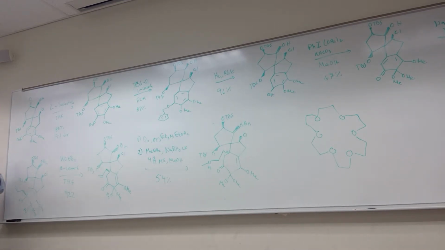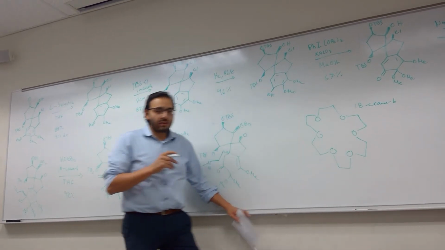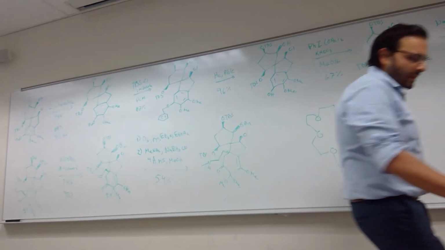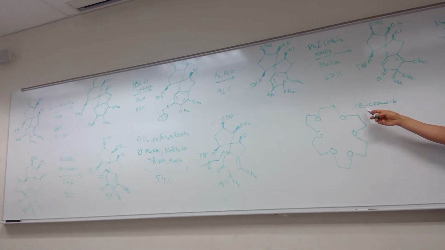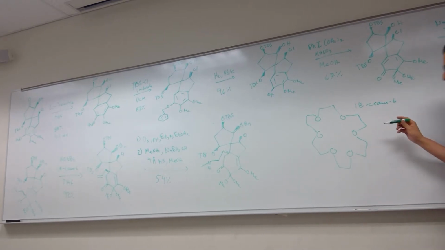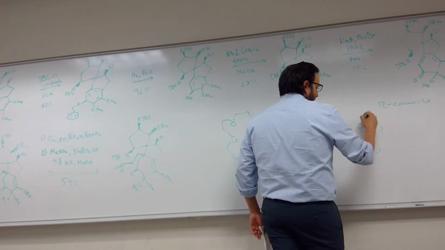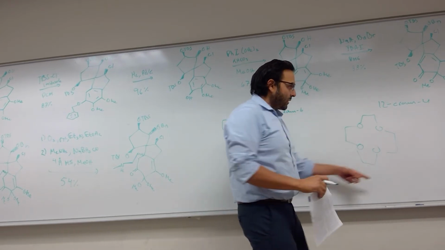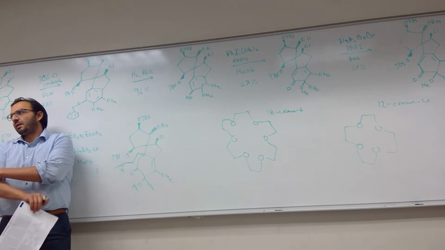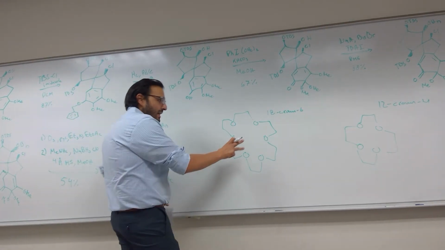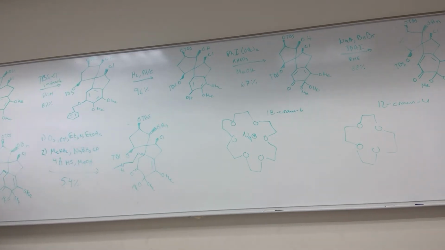Okay, so 18-crown-6. What are the crown ethers? This is part of a family called crown ethers. It's basically 18 atoms around the crown with 6 oxygens. 12-crown-4 is another common one: 12 atoms and 4 oxygens. 18-crown-6 and 12-crown-4 are used to increase the reactivity of some anions. 18-crown-6 in particular is known to grab onto sodium very selectively, and potassium.